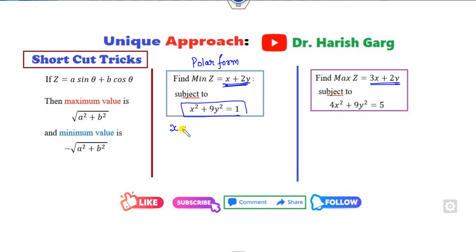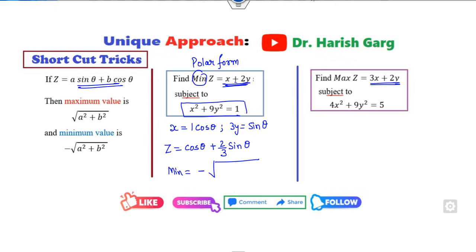So the polar form is x equal to r cos theta, and y, in this case 3y, is r sin theta. I can substitute these values here. My z will be cos theta plus 2 into y, so that will be 2 over 3 sin theta. Now clearly this is of this form and you need a minimum. So the minimum is minus root of a square plus b square. What is a? a is 1. So 1 plus 4 over 9. After the calculation you will get the right answer.